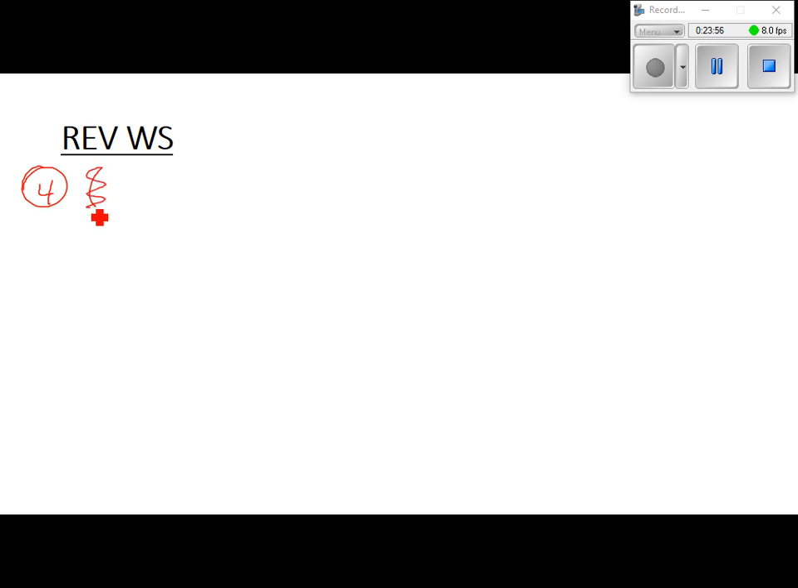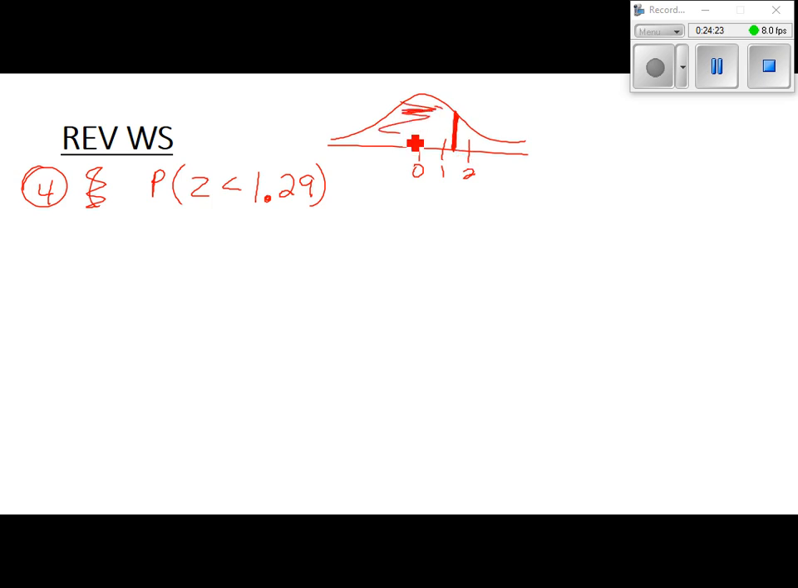So this time, instead of finding the area, now we're finding the probability. But what do we know about area and probability? Same thing. So you're still doing the same thing. We're just looking at this curve. We got 0 here. If that's 1, that's 2. 1.29 would be here. We want everything less than 1.29, so to the left.